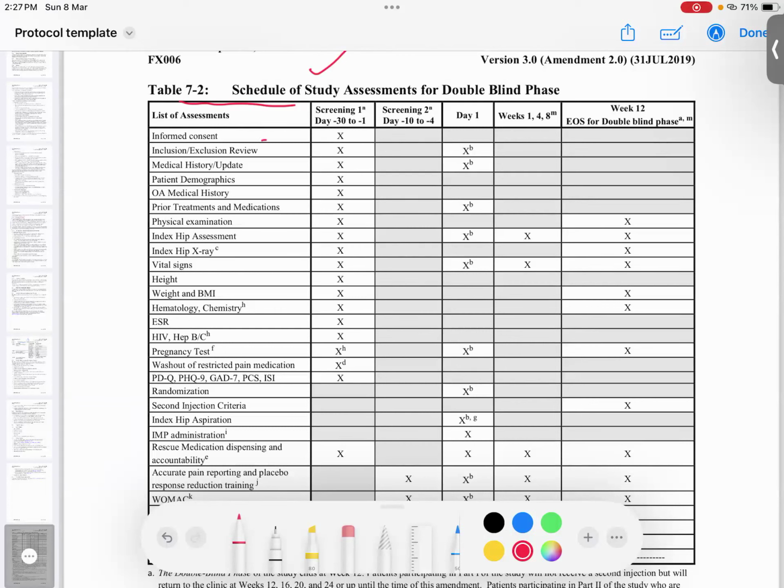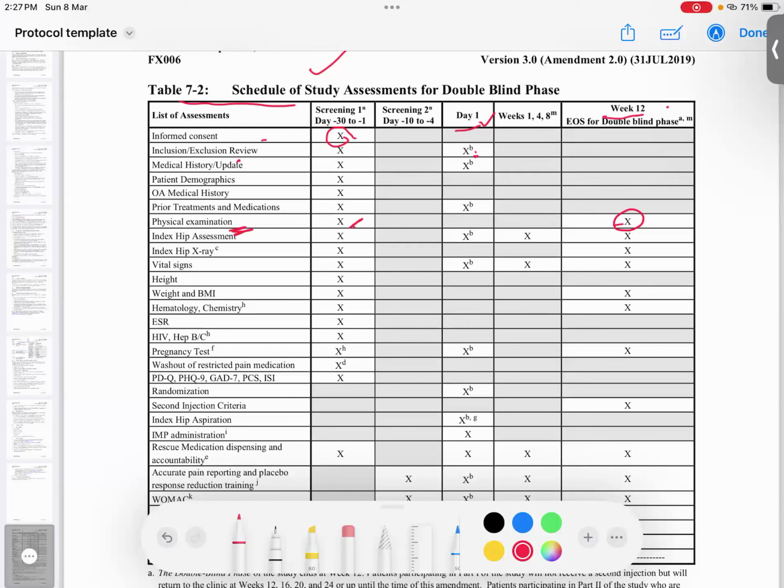Informed consent, like that this time this will happen. Inclusion and exclusion. If on a day 1, this visit will happen. Week 12, what is happening? Physical examination, when is it happening? Screening, it is happening. After that, no. And then at the end of a double blind phase, it is happening.